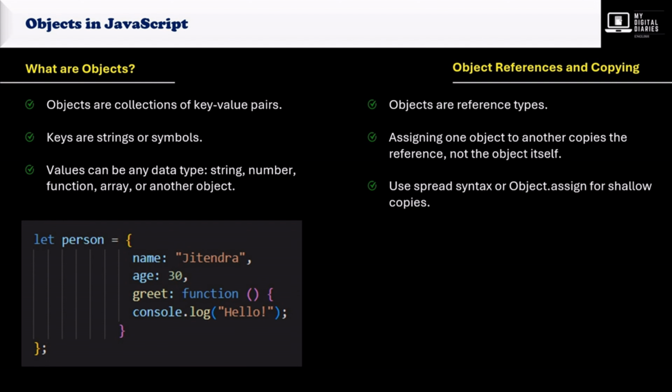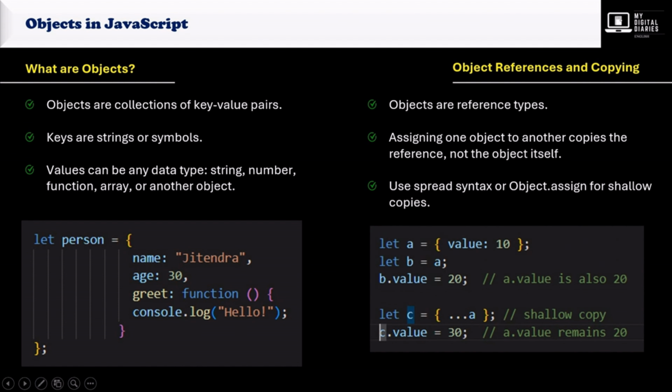But what if you actually want a copy of the object? So instead of references, what will you do? In that case, you can use either the spread syntax, which we have already seen in our previous videos, or Object.assign for a shallow copy. So let's take an example.